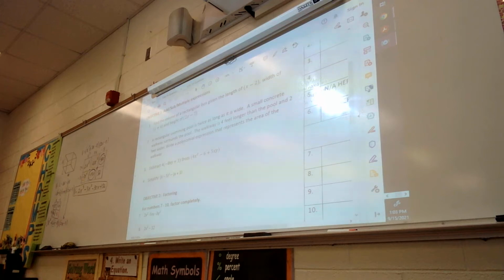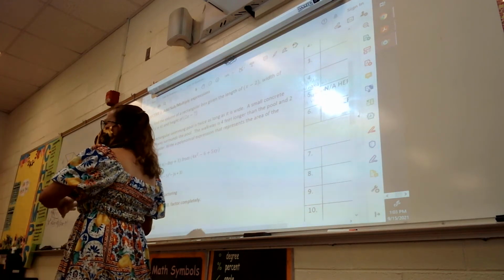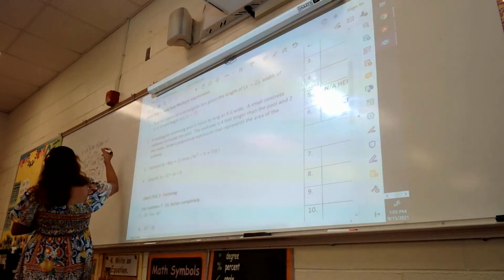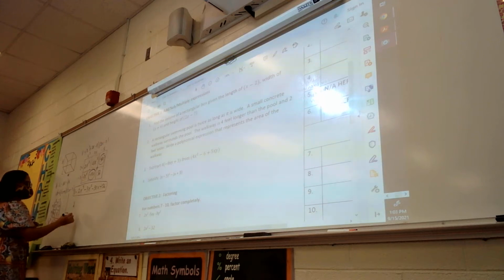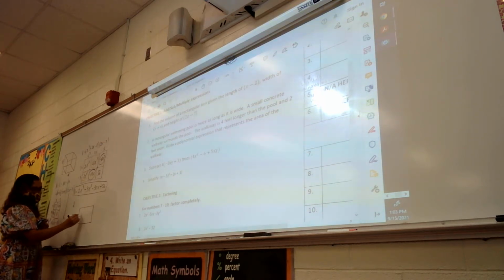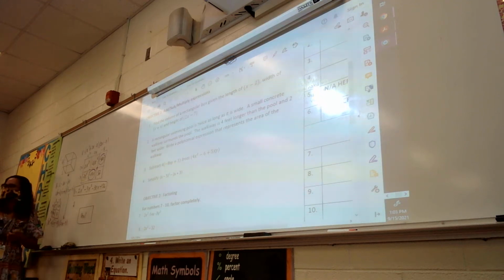Let's keep going. Number 2, do you want to work first, alone, or let's do it together? Together, okay. First thing, I want you to draw a small rectangle. Label that as pool.